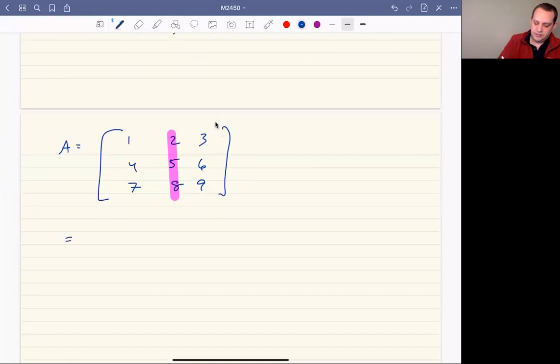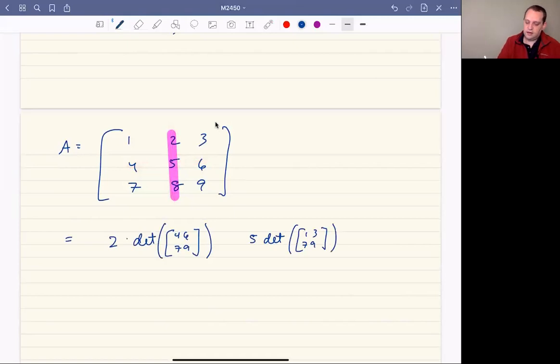So this is going to be 2 times the determinant of 4, 6, 7, 9. And then 5 times the determinant of, let's see, if we get rid of all the values in this row and column, we're left with 1, 3, 7, 9. And then 8 times the determinant of the 2 by 2 submatrix that we get by deleting the third row, second column. So 1, 3, 4, 6.